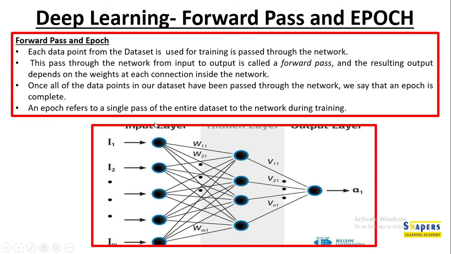So a training dataset passing through each and every layer of a network is called a forward pass, and obviously the output depends upon the weights, the input, as well as a certain word called bias, which we'll be studying in the further slides.